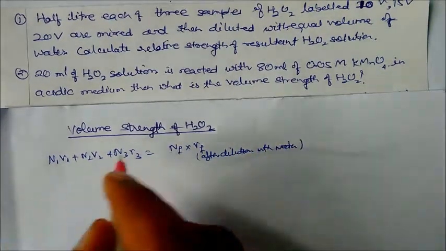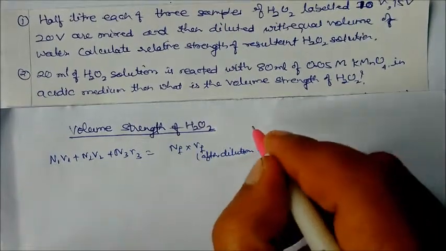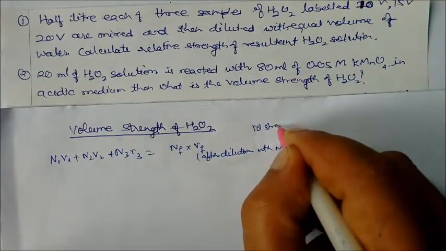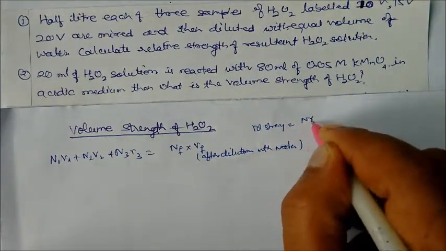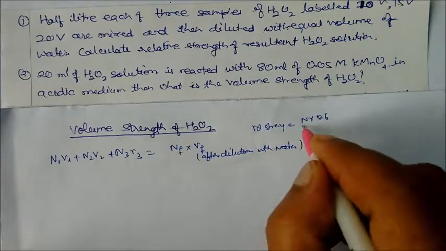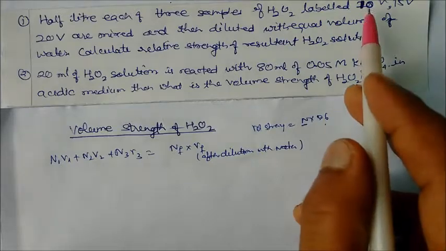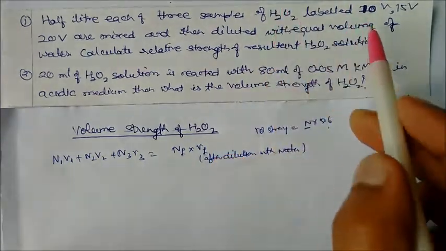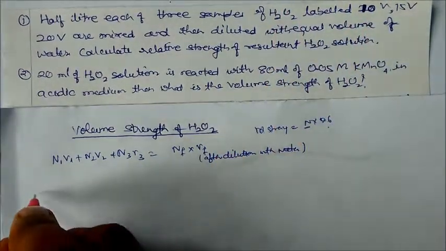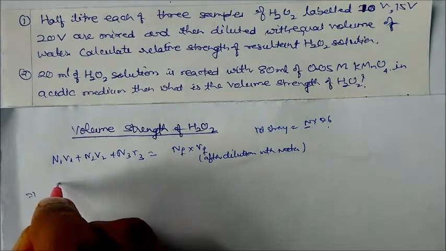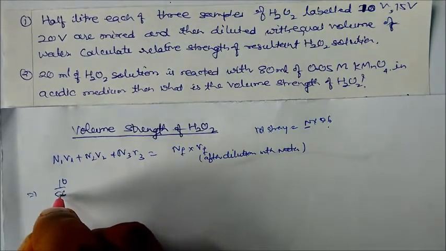So what will happen? N1 is given through the volume strength. The volume strength formula is N into 5.6, so N equals volume strength by 5.6. This means if it is given as 10 volume, N will be 10 by 5.6.